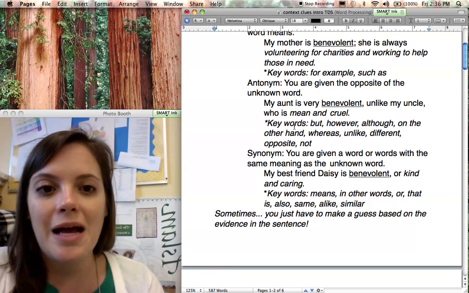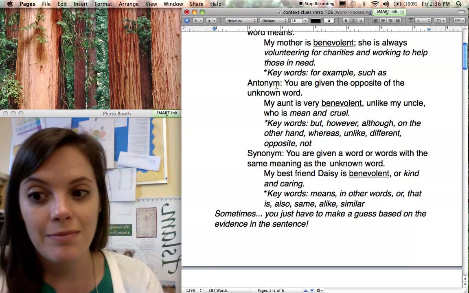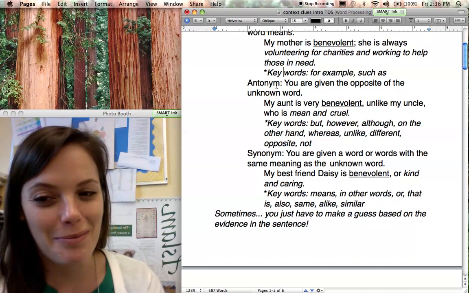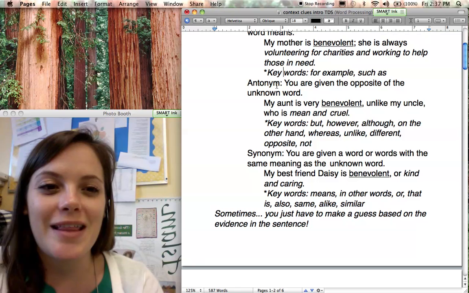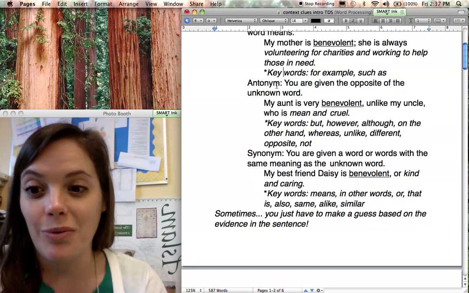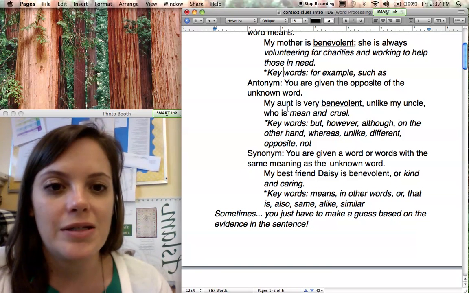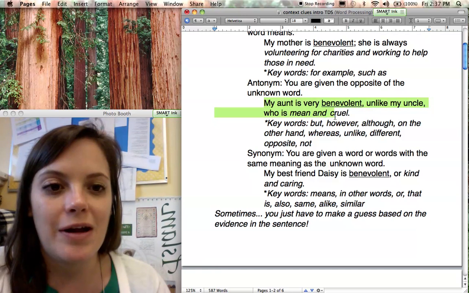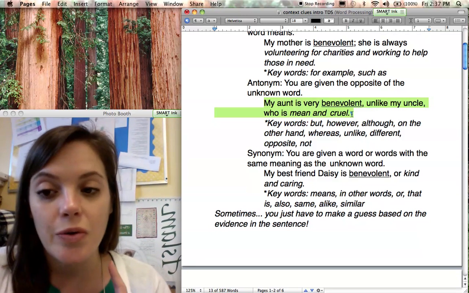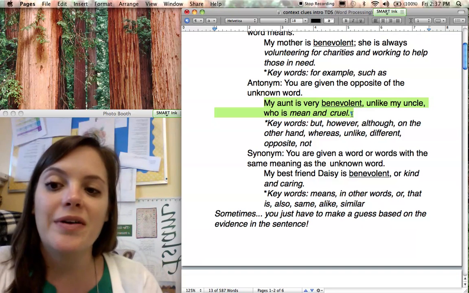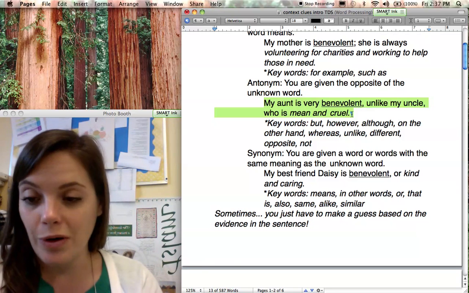Now, sometimes they'll give you the antonym. I'm pausing because I want you all to remember what that means. Hopefully we all said opposite. You're giving the opposite of the unknown word. So here's an example. My aunt is very benevolent, unlike my uncle, who is mean and cruel. So this time we were given antonyms for the word benevolent.